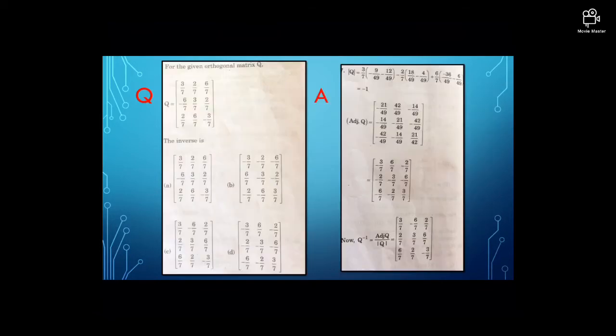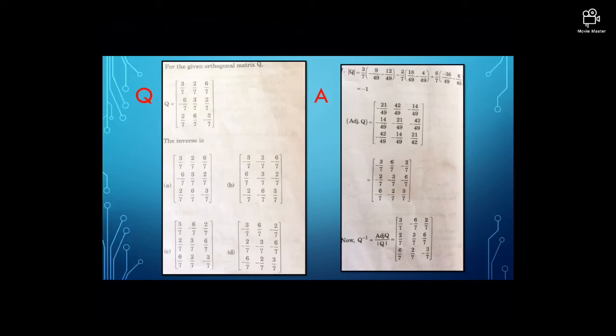So the next question is, for the given orthogonal matrix Q is equal to 3 by 7, 2 by 7, 6 by 7, minus 6 by 7, 3 by 7, 2 by 7, 2 by 7, 6 by 7, minus 3 by 7. In the question itself, there is a clue lying in that. So we have to find the inverse of this particular matrix.